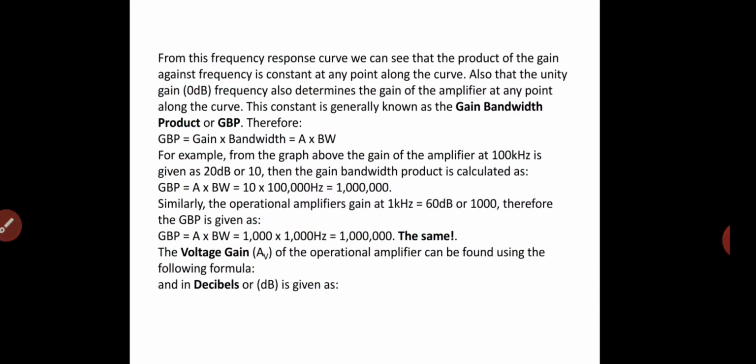Unity gain frequency also determines the gain of the amplifier at any point along the curve. The constant is generally known as the gain bandwidth product. Gain bandwidth product is gain times bandwidth.